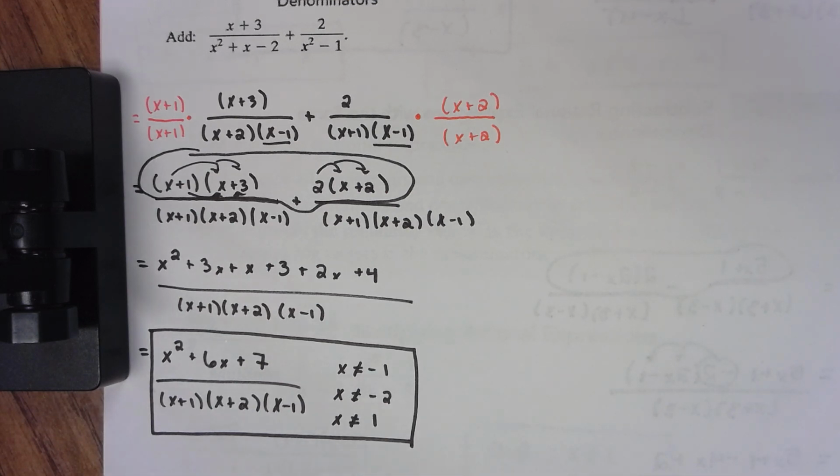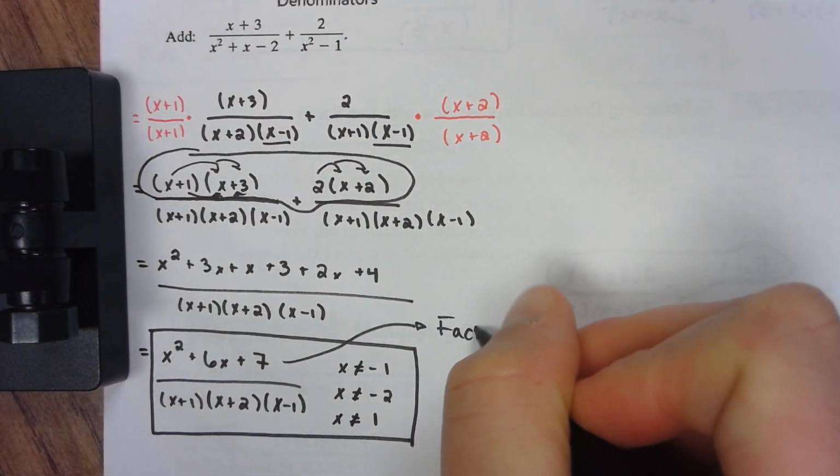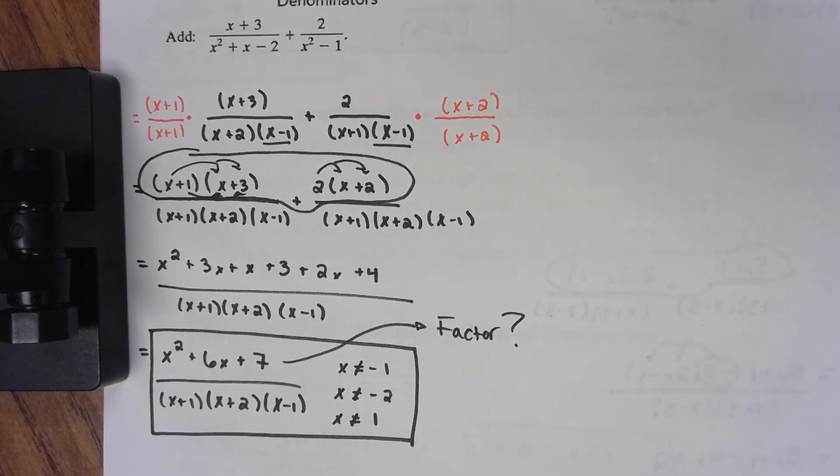I would then ask myself, does this factor? If it does, I might have more simplifying that has to happen. Luckily, in this case, it does not factor. There are not two numbers that add to 6 and multiply to 7. So that expression is simplified. And then we rule out all the numbers that make us divide by 0, which are -1, -2, and +1.